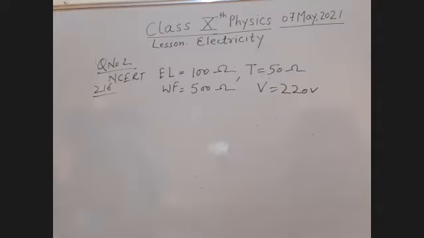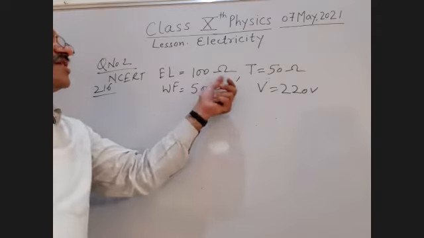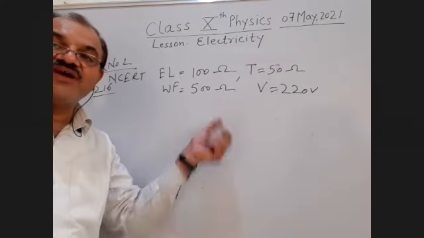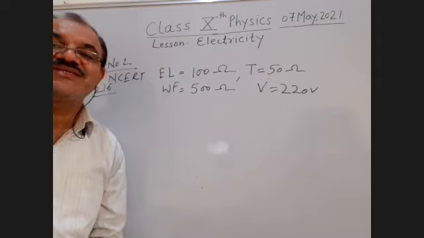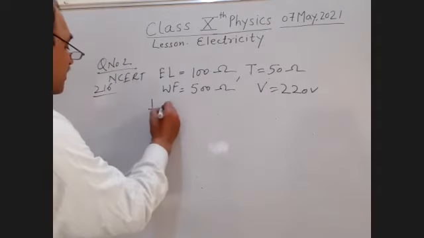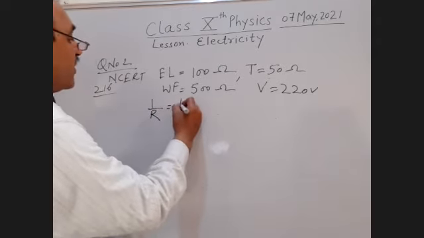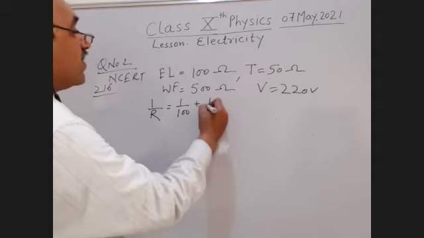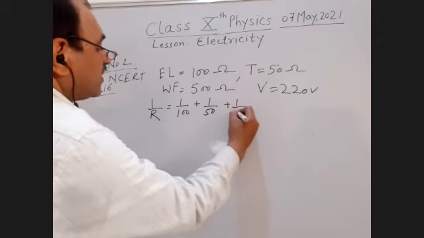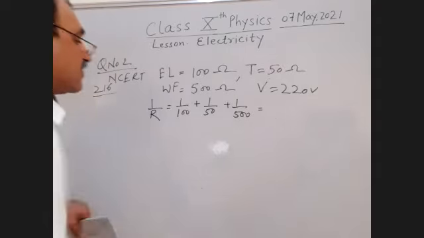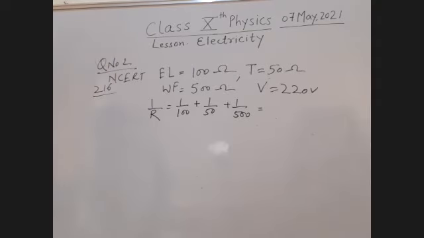Is it clear, students? This is the given data. Now, first of all, we'll calculate the total resistance of all the three resistances, 100 ohm, 50 ohm, and 500 ohm, because all three resistances are connected in parallel. So the net resistance will be 1 by 100 plus 1 by 50 plus 1 by 500.